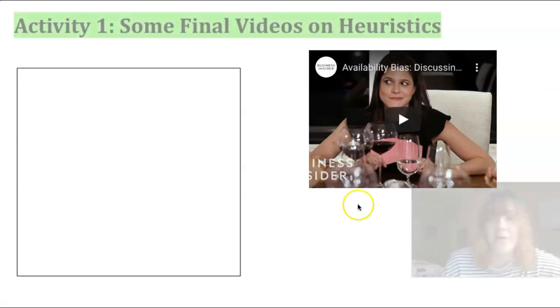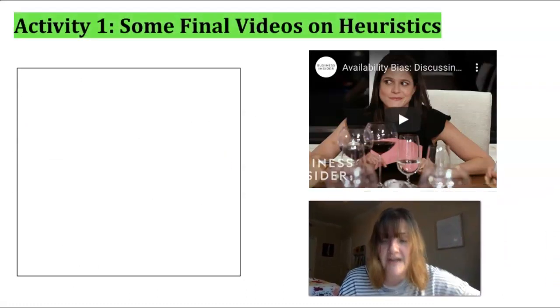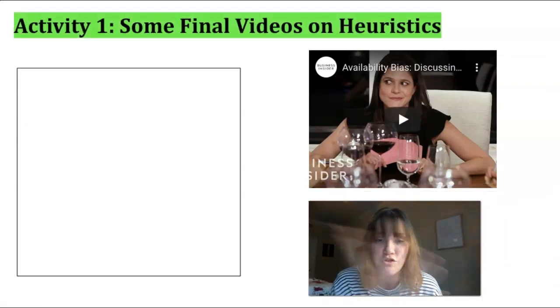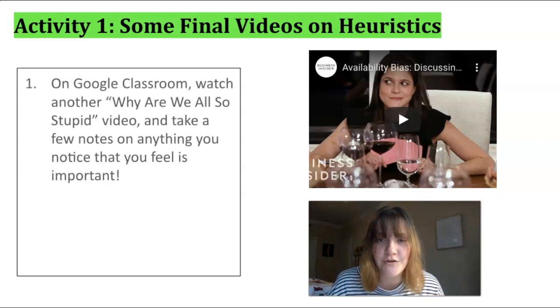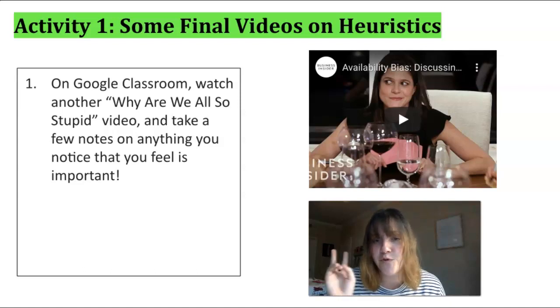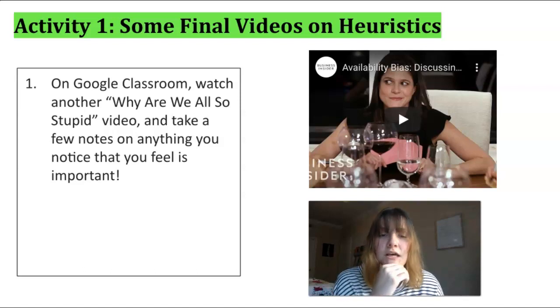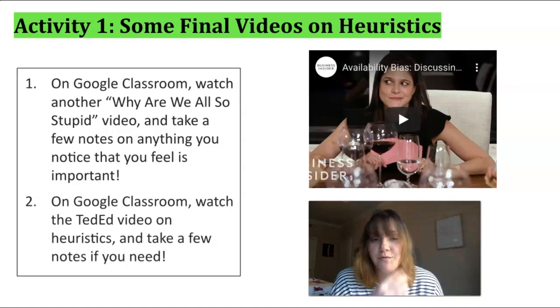Okay. So let's explain. These are basically your activities for the week. So you took your notes, and now here's what you need to do. The first thing I want you to do is watch some final videos on heuristics. There's two. You can take some notes on them if you need for anything that you feel is important. On Google Classroom, firstly, watch the one, Why Are We All So Stupid? About the availability bias. And then I also want you to watch the TED-Ed video on heuristics and take a few notes if you need for those.